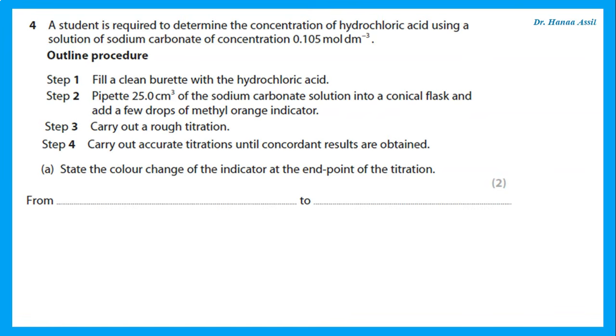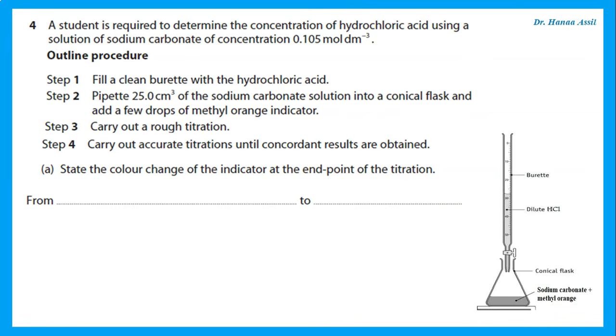Question 4. A student is required to determine the concentration of hydrochloric acid using a solution of sodium carbonate of this concentration. Fill a clean burette with hydrochloric acid. Pipette 25 centimeter cubed of sodium carbonate into a conical flask.